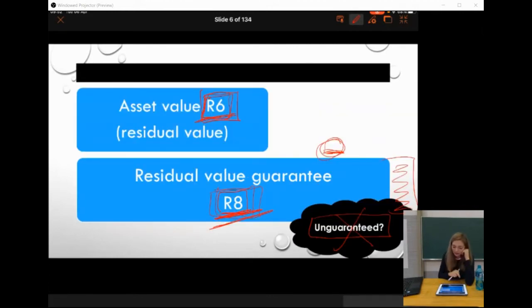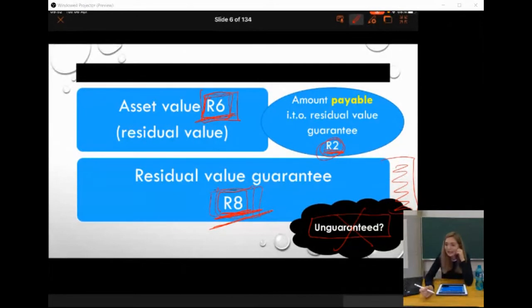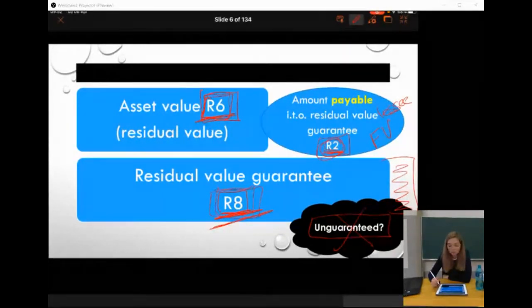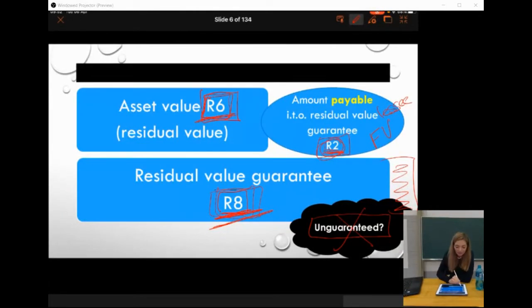Okay, so you're talking about this situation. So what's happening here is for the lessee, the lessee is going to include this amount payable in terms of the residual value guarantee as the future value. So that will be the lessee. However, for the lessor, in order to calculate the interest rate implicit in the lease, the lessor is going to include the R8 as the future value. Yes.